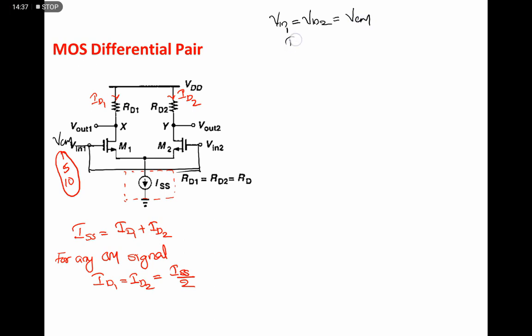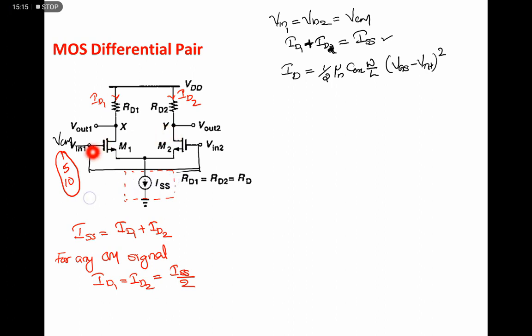and we have ID1 plus ID2 equal to ISS. This condition is true under any input condition. Okay, and we know the basic drain current through the transistor, ID equal to 1/2 μn Cox W/L (VGS minus Vth) the whole square under saturation. We are assuming all the transistors in saturation for the amplifier operation.